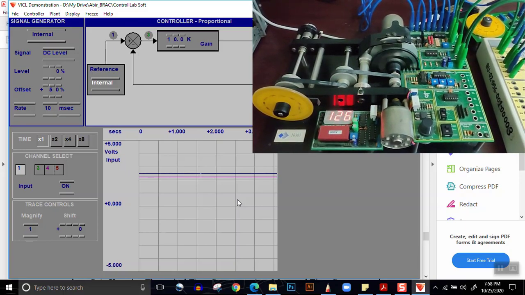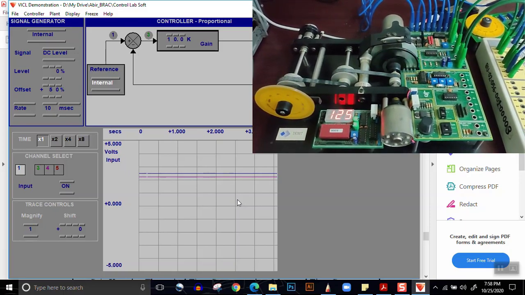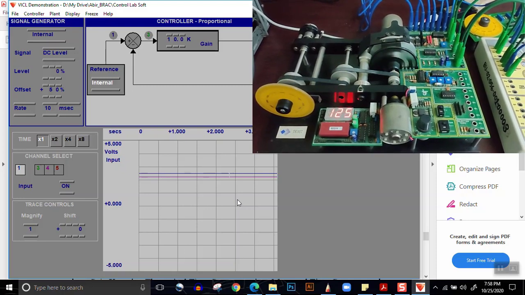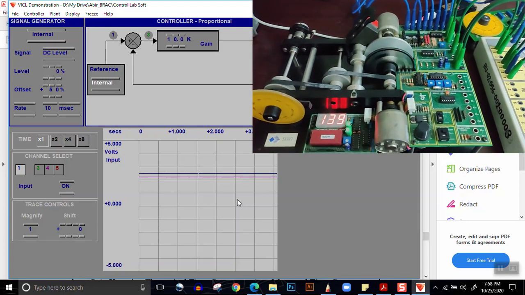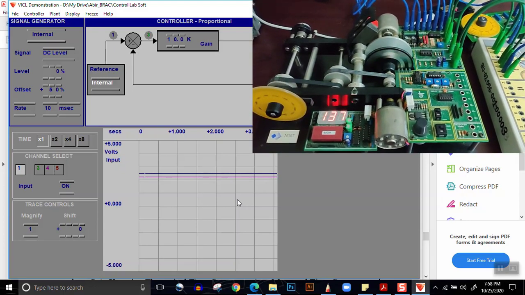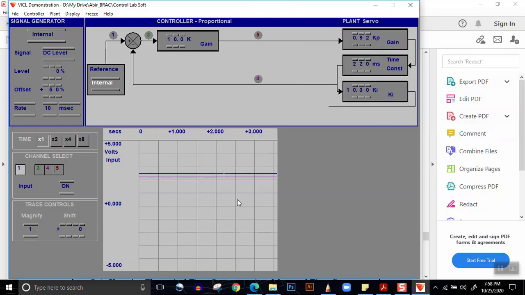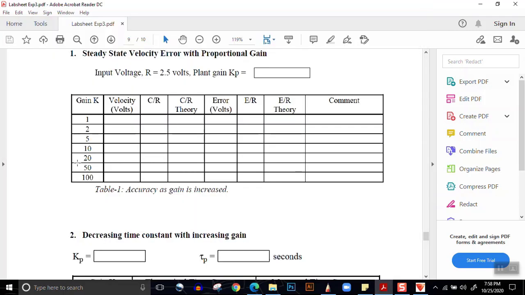So in case of closed loop system, if we increase the value of Kc, then we get the output as close to the input as possible, and the effect of external elements decreases with the increase of Kc. Effect of external elements will decrease with increase of Kc. Now, we'll fill up this table here and compare our observation with the theory.